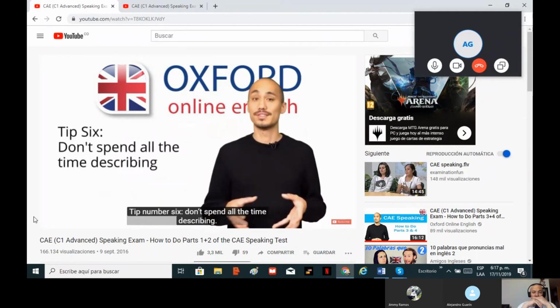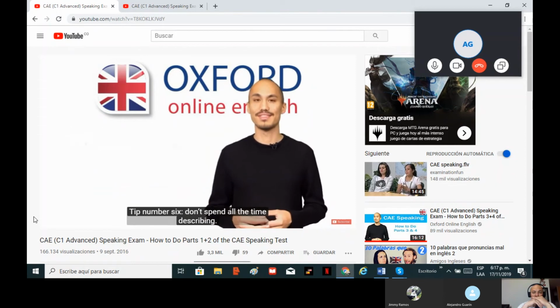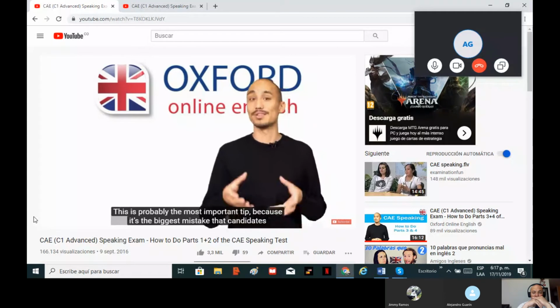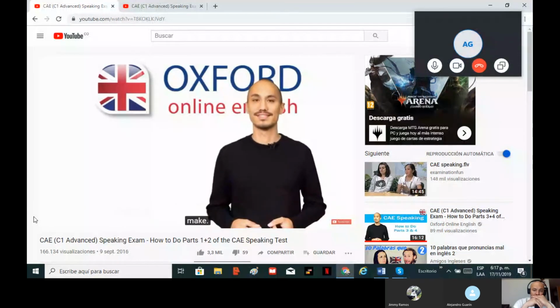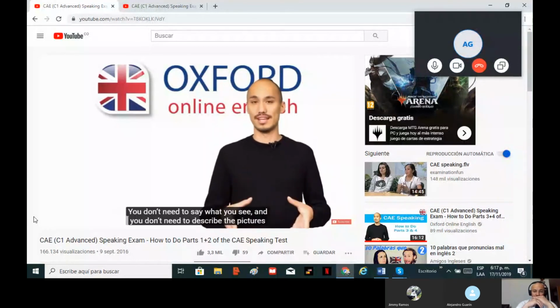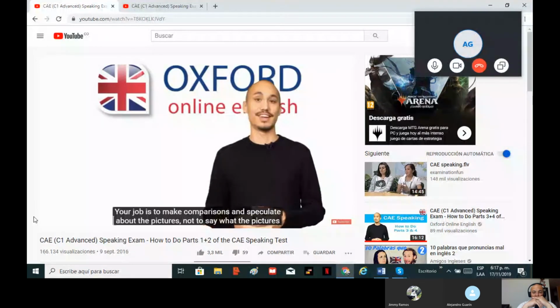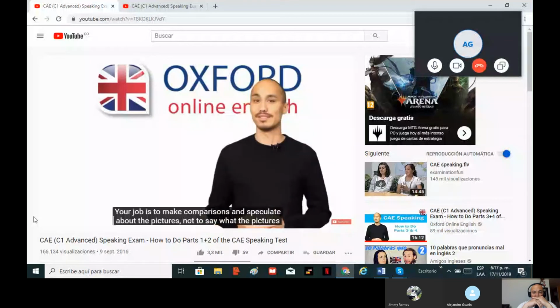Tip number 6, don't spend all the time describing. This is probably the most important tip because it's the biggest mistake that candidates make. You don't need to say what you see, and you don't need to describe the pictures at all. Your job is to make comparisons and speculate about the pictures, not to say what the pictures show. If you spend too much time describing, you're not giving yourself the opportunity to demonstrate your abilities to compare and speculate in a longer answer.